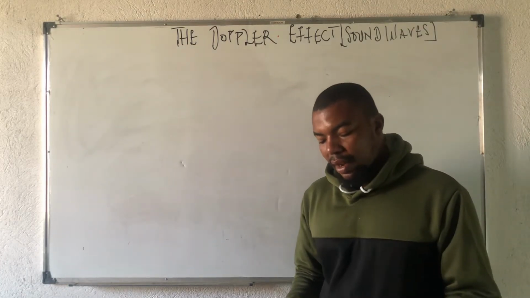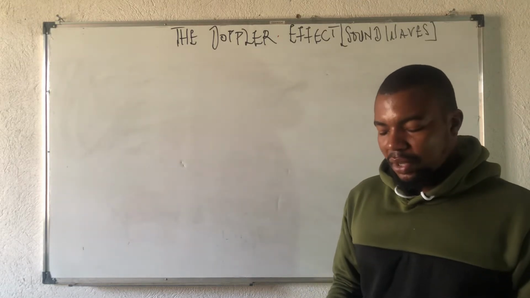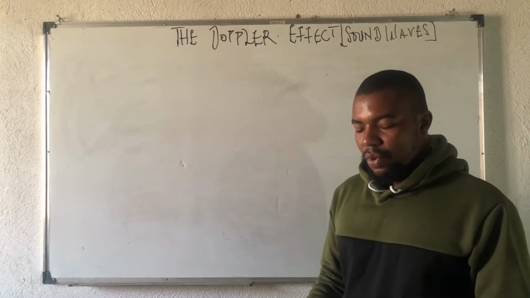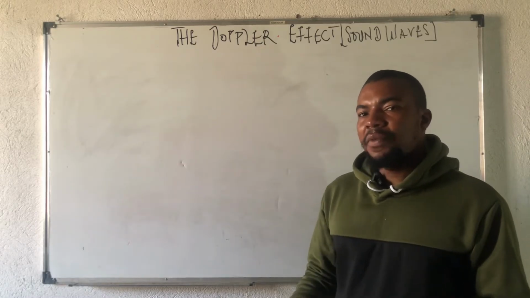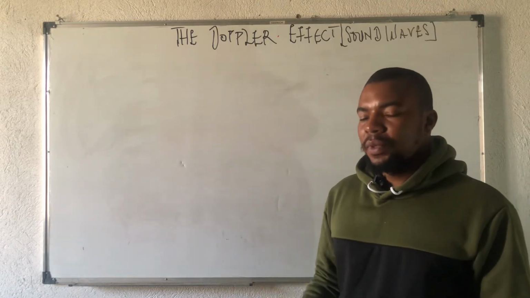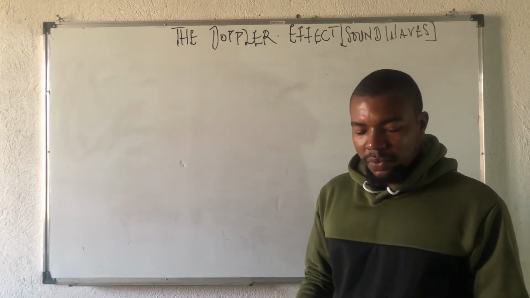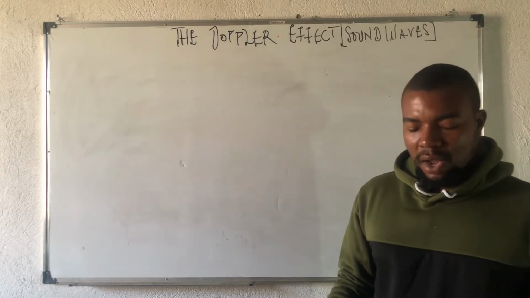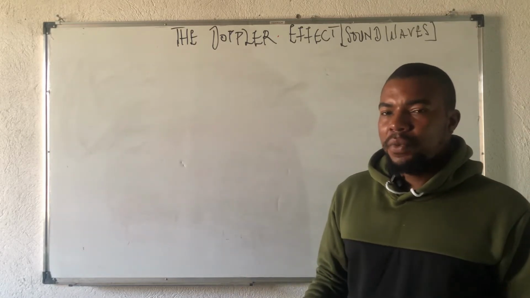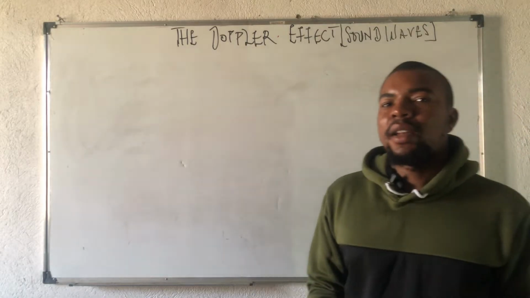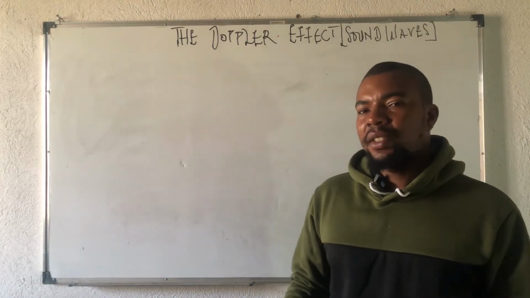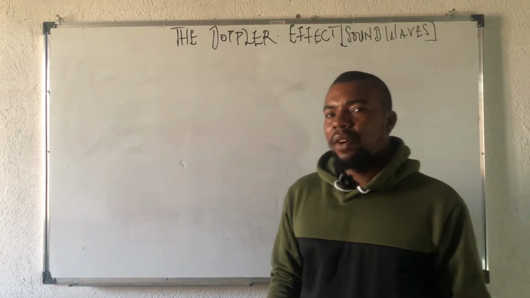Part A. Calculate the observed frequency of the siren sound for the observer. So part A says we should calculate the observed frequency of the siren sound for the observer. And part B, if the observer stops, what will be the new observed frequency? Okay, let's go ahead and collect our data and then solve this interesting question on Doppler effect.